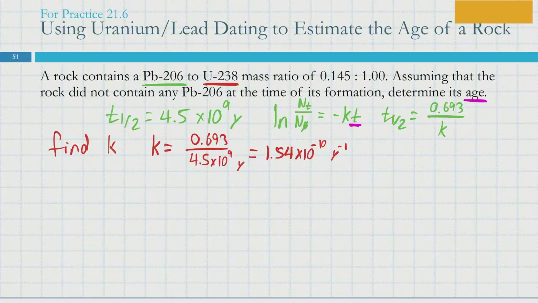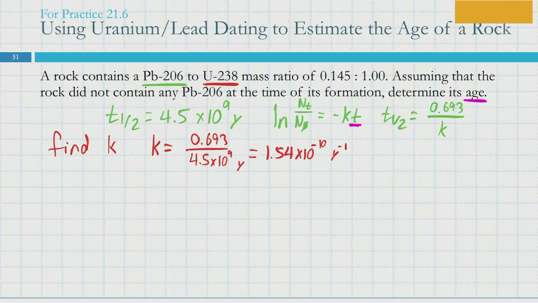Unfortunately for us, this problem does basically work out if you just put in this 0.145 for NT and 1 for N naught. That's not the correct solution to this problem. Okay. So that's why I'm saying it's unfortunate that it works, because it's not correct to do it that way.